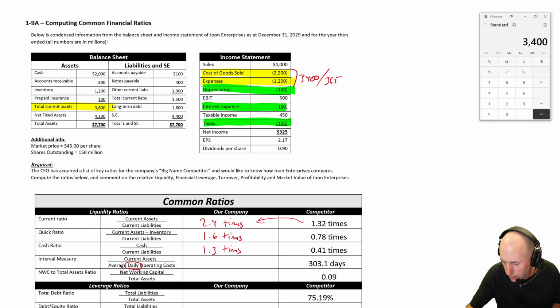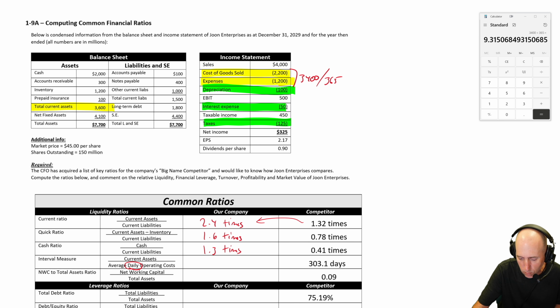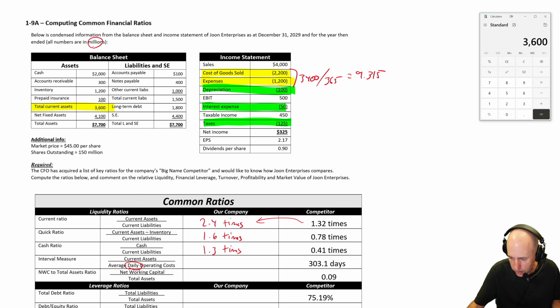So 3,400 divided by 365. My daily cost is 9.315. And again, this is in millions, so this is a big company, $9 million a day in costs. So 3,600 divided by 9.315 gives us 386.5.